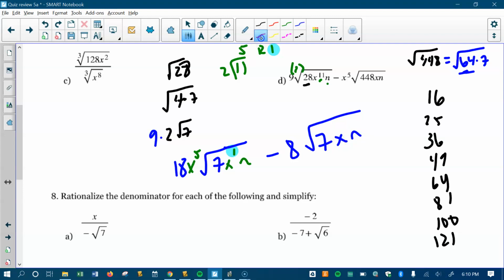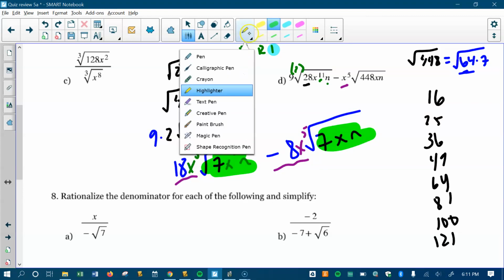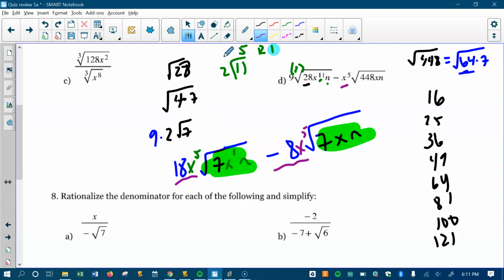Now there was this x to the 5th, so let's put that with the 8. And now we can see that we have 18x to the 5th minus 8x to the 5th. The part inside the root is exactly the same, which means we can subtract the numbers on the outside. So what we're going to get is 18 minus 8, which is 10, x to the 5th, and then root 7xn.